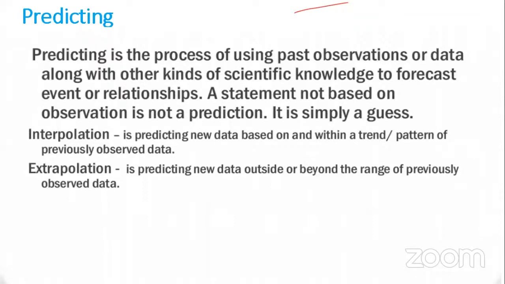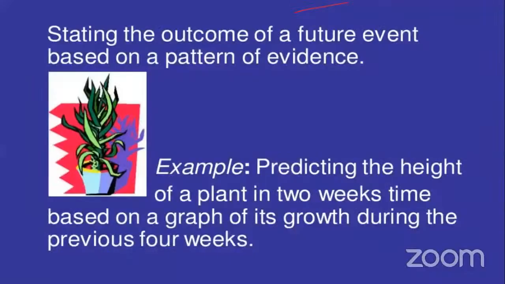Okay. So whatever type of research that you do in science, prediction based on interpolation and extrapolation becomes something which is very mandatory for you to do research and then to pursue science. So stating the outcome of a future of a pattern is called a prediction. So predicting the height of a plant in 2 weeks with the help of a graph on growth during the previous 4 weeks.